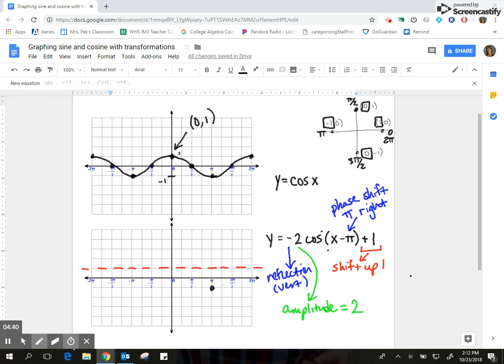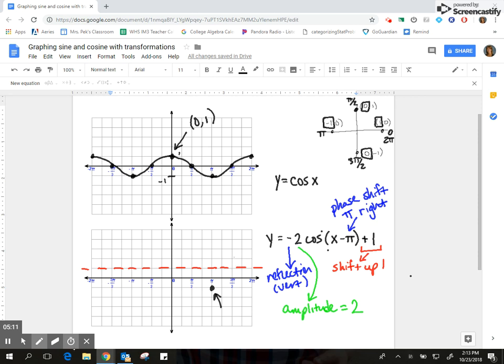And now once I get that starting point, so this is where that 0, 1 shifted. To tie it all together, here's 0, 1. It shifted 1 up, pi to the right. Then it stretched to 2 with my amplitude, and then it flipped all the way over upside down to this value here. So now I can follow my pattern.